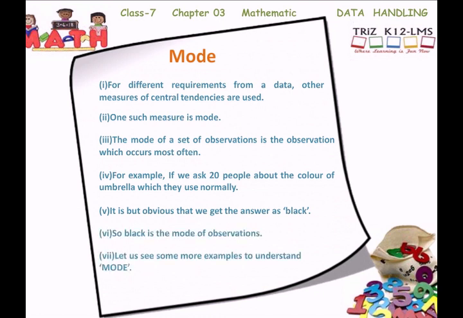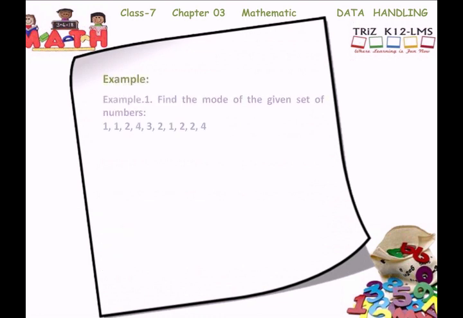Let us see some more examples to understand mode. Example number 1. Find the mode of the given set of numbers: 1, 1, 2, 4, 3, 2, 1, 2, 2, 4. Solution. Step 1.